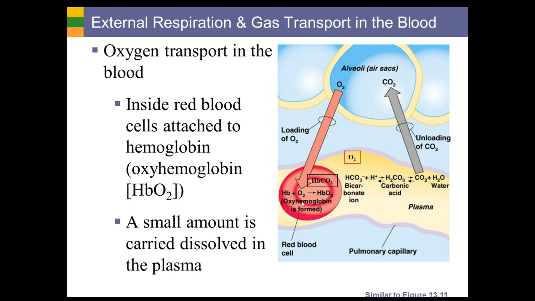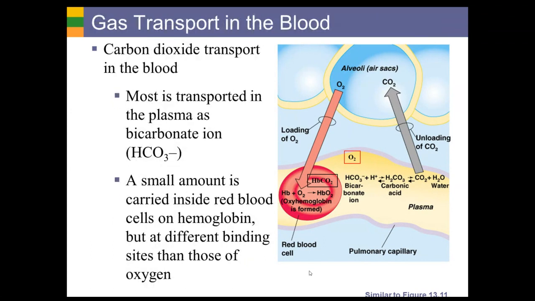Now, is there some oxygen in the plasma? Yes, there is. There is some oxygen dissolved in the plasma, but it's a minor component of the total amount of oxygen in the blood. And so I've indicated that it's a minor component with this little square around oxygen here. So yes, there is some oxygen in the plasma, but most of it is carried in the red blood cell, bound to hemoglobin.